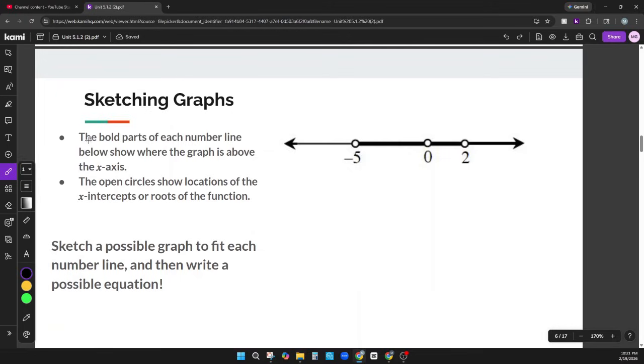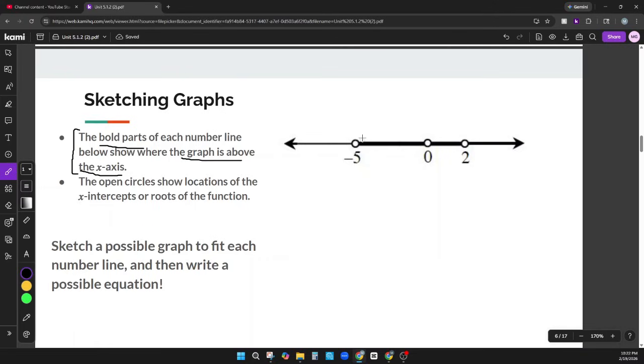So let's first understand what the first bullet point is saying. It says the bold parts of each number line below show where the graph is above the x-axis. So the bold part is where my graph is above the x-axis. So right away, I'm going to go ahead and look.